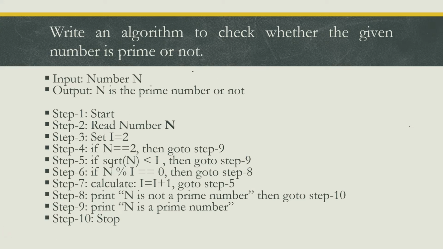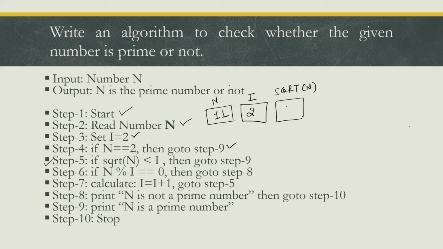Let's say start, read number n. In our case, the value of n is 11. Then next, the value of I equals 2. Then next, is n equal to 2? No, n is 11, I is 2, so this step becomes false. Then step 5 will execute: square root of n. So what is the square root of n? The square root of 11 is equal to 3.